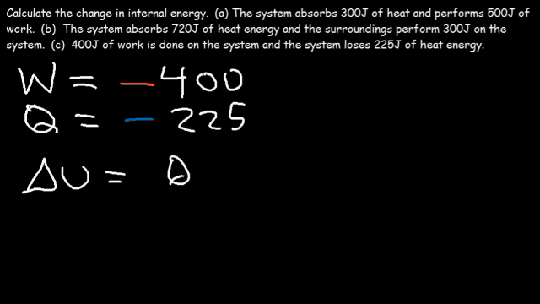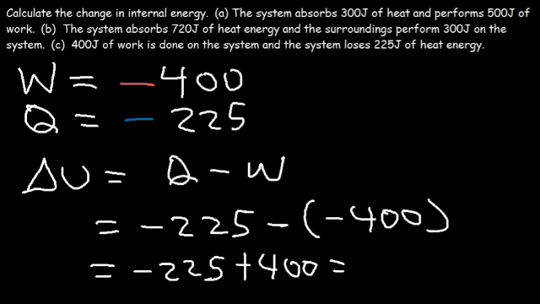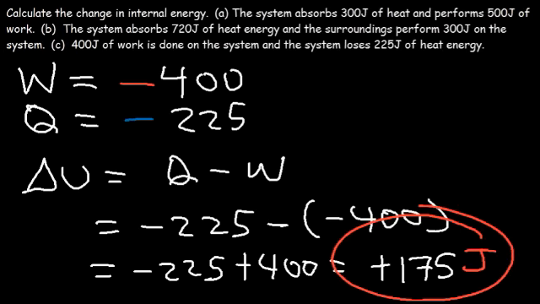So now using this equation, it's going to be negative 225 minus negative 400, which is the same as negative 225 plus 400, which is positive 175. So the internal energy of the system went up because more work was done on the system compared to the amount of heat energy lost by the system. So the system gained a net of 175 joules of energy.